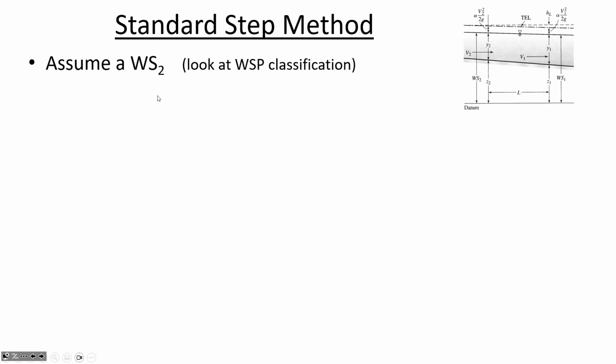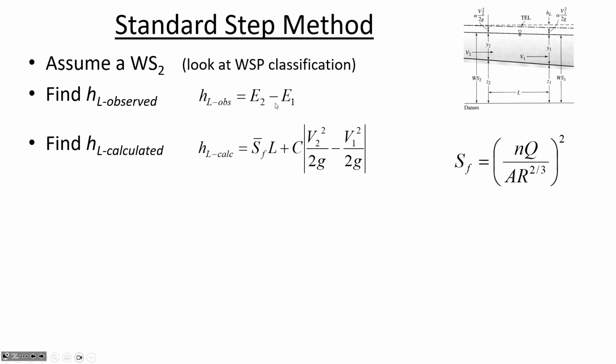Okay, so we're going to just start with a guess. Then, based on the guess, we'll find out how much head loss that means there was. The observed head loss is the difference between the upstream, or the unknown energy, and the known energy. Then we'll determine something called the calculated head loss using the slope of the energy grade line.